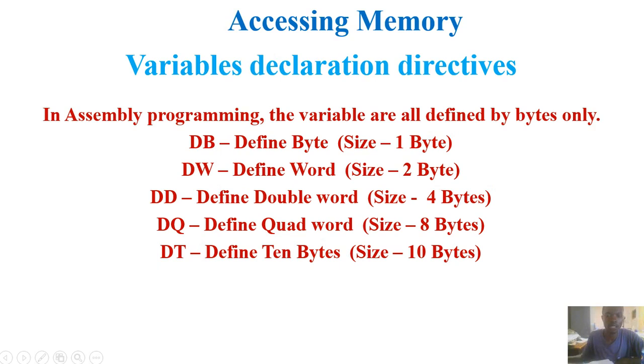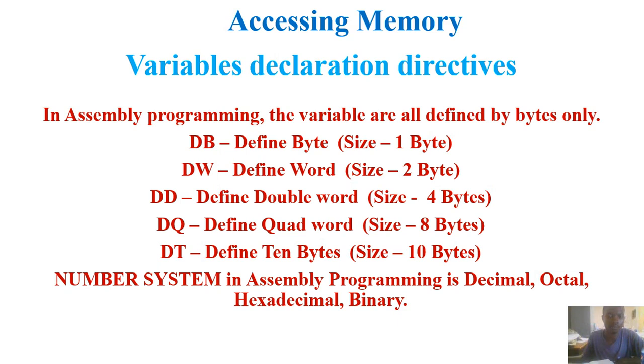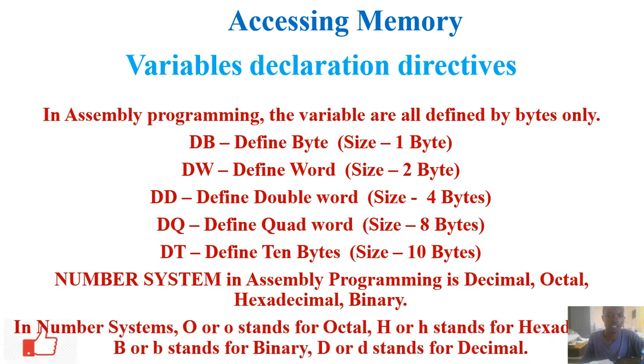Right, so I'm sure that in any one of the earlier courses or prerequisites of this course, you must have done number systems. So here are the number systems that are accepted or used in assembly programming. We have decimal, octal, hexadecimal, and binary. These number systems are represented by a certain value, a certain character. O stands for octal. It's either a capital letter O or a small letter O.